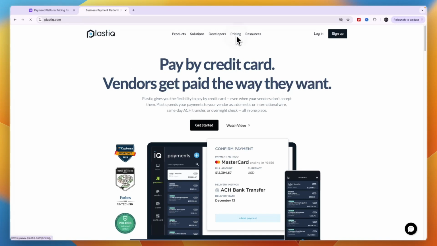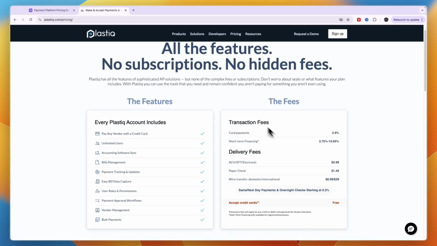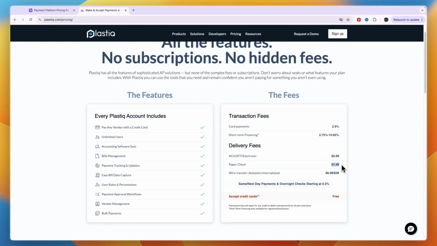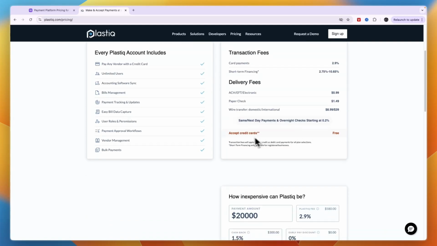Comparing this all to Plastiq, you can see it kind of depends on what you need. And with Plastiq, you can just see the fees. So the transaction fees on card payments are 2.9%. Short-term financing is between 2.75 and 10.65. Then for ACH, it's 99 cents flat. Then the paper check is $1.49, and wire transfers are between $8.99 and $39, depending on if it's domestic or international. Now, accepting credit cards is completely free.